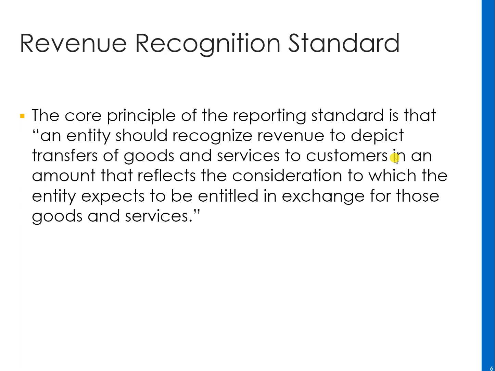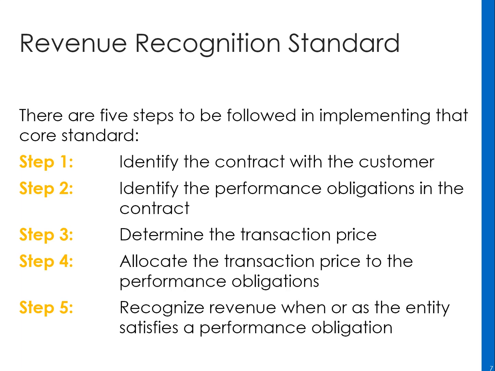Okay, to understand the whole process, we need to go through a 5-step process for revenue recognition. There are 5 steps to be followed in implementing the core standards. Step 1, we need to identify the contract with customers. Second is identify the performance obligations. Third is determine the transaction price, followed by allocating the transaction price to performance obligations listed in the contract. And finally, recognize revenue when or as the entity satisfies performance obligations.